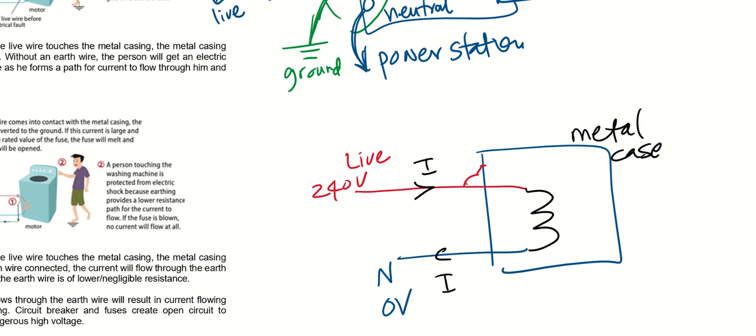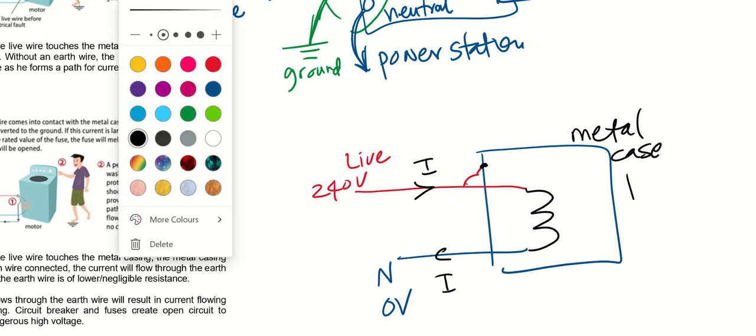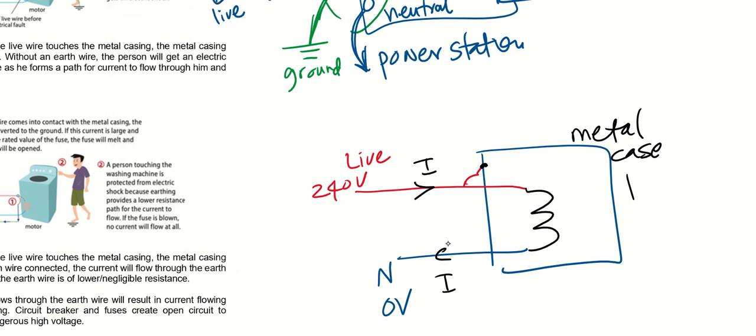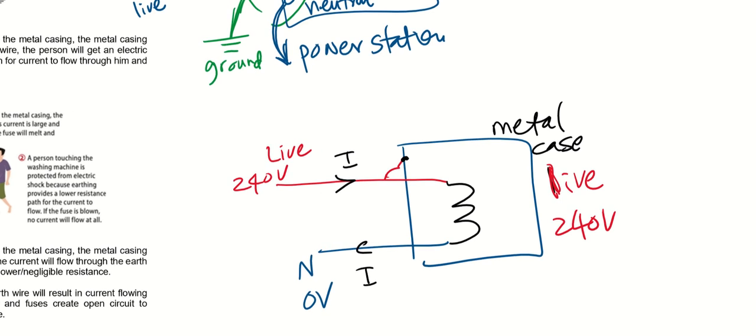Now there's an electrical fault and the live wire touches the metal case. So now this metal case will actually become live, meaning to say it's at a potential of 240 volts. So this fault is not safe.